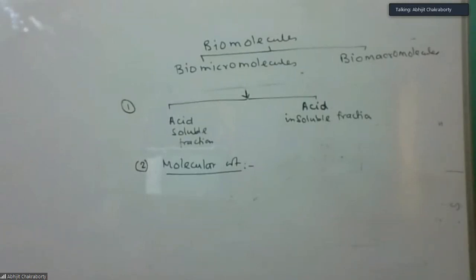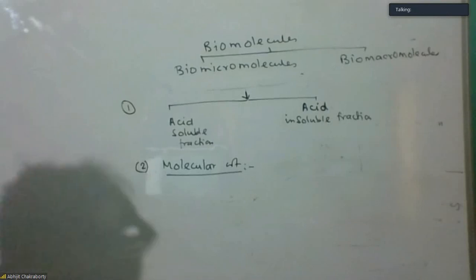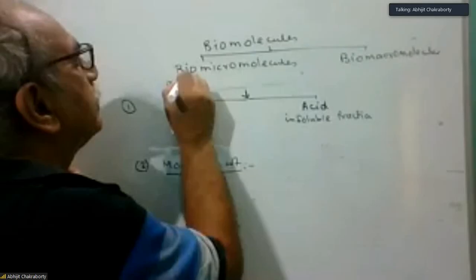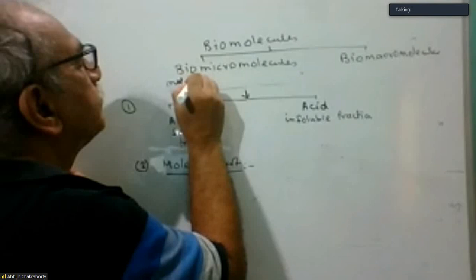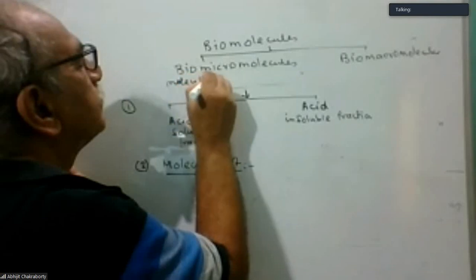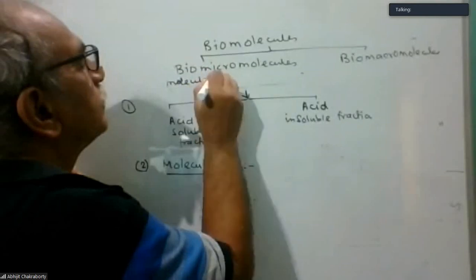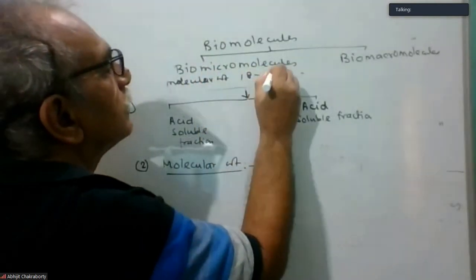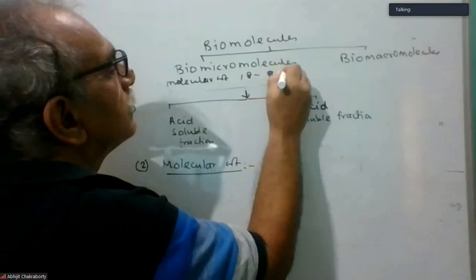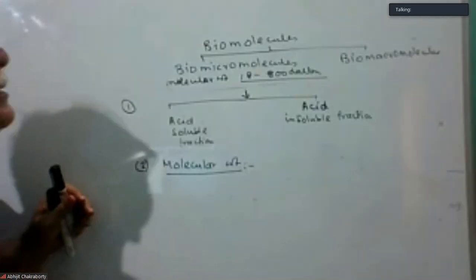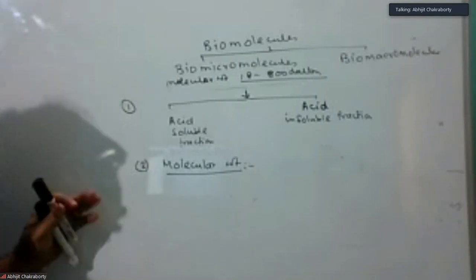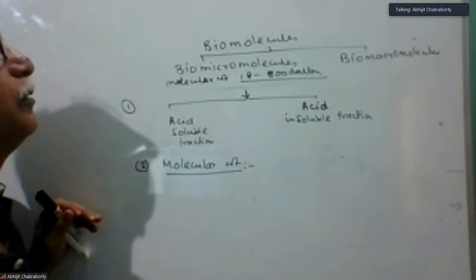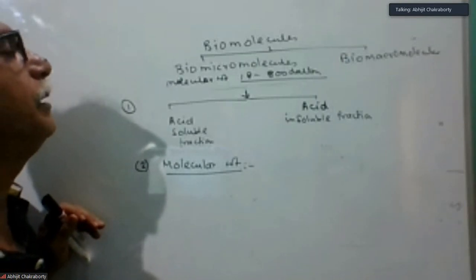Biomicromolecules and biomacromolecules. The first point of difference: in terms of molecular weight, biomicromolecules lie from 18 to 800 Dalton.